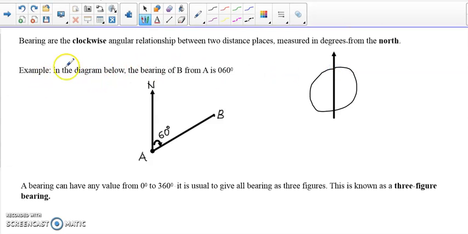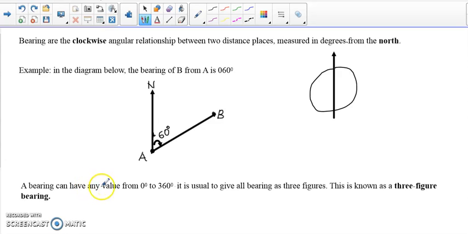So in this case, we said in the diagram below, the bearing of B from A is 060 degrees. That means it's 60 degrees. B from A, you see the line moves from north to B. So the bearing of B from A is 60 degrees.